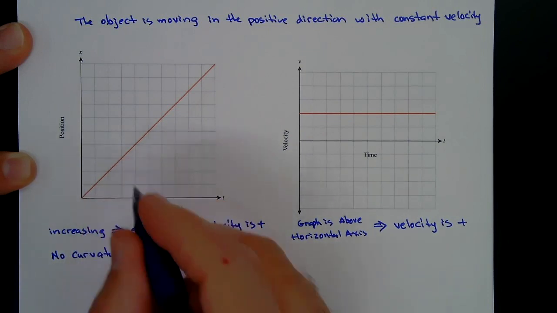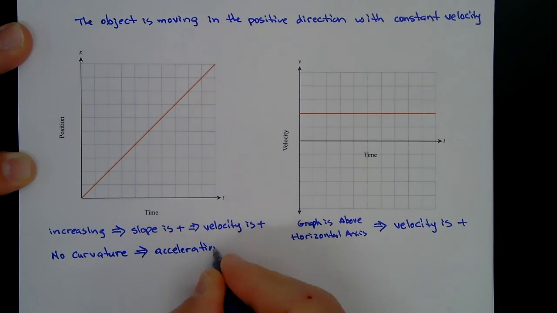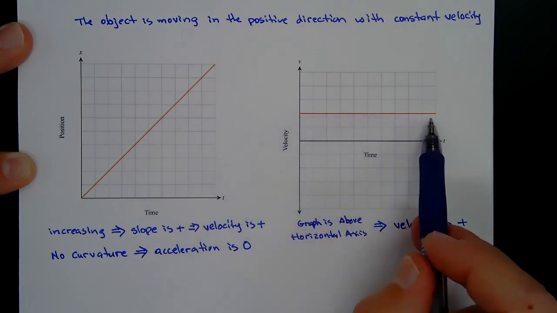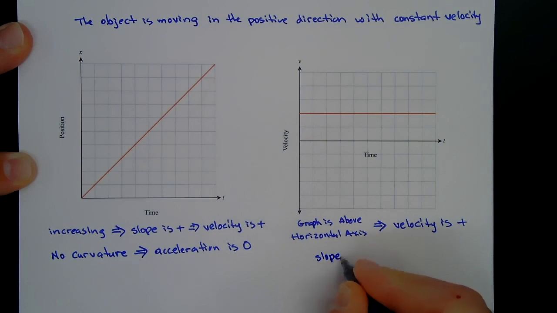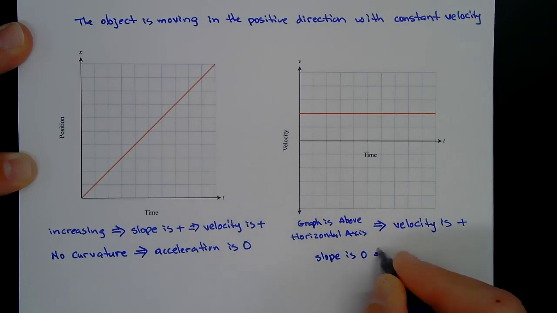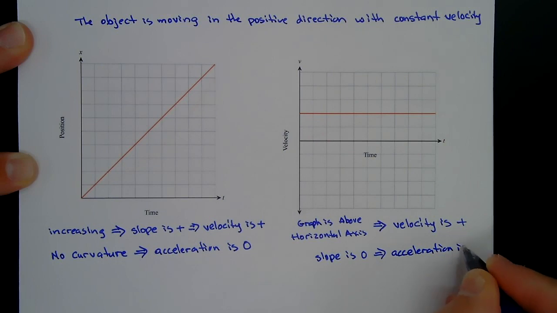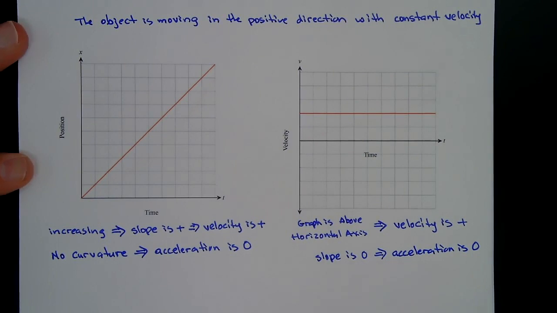That's telling me on this graph that the acceleration is 0. Over here on this graph, slope is what gives you acceleration. So if you look at the slope of this line, this is a horizontal line, right? So the slope is 0, which in turn tells me that the acceleration is also 0, because for a velocity time graph, slope and acceleration are the same thing.